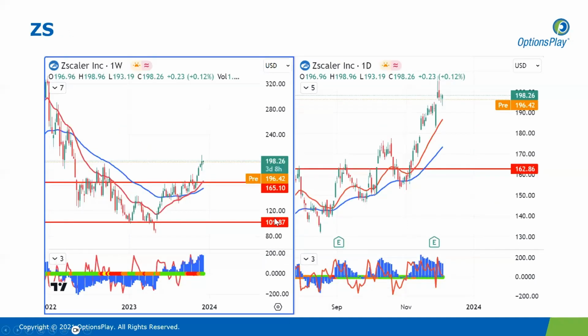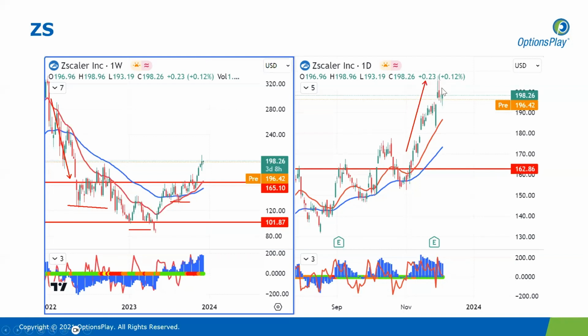Okay, Zscaler. Zscaler is another bullish idea. We saw a significant decline for Zscaler, followed by capitulation. You could argue that's a not so great looking inverted head and shoulders, but there was a neckline break at around that 170 level. Price has since rallied with a lot of momentum.